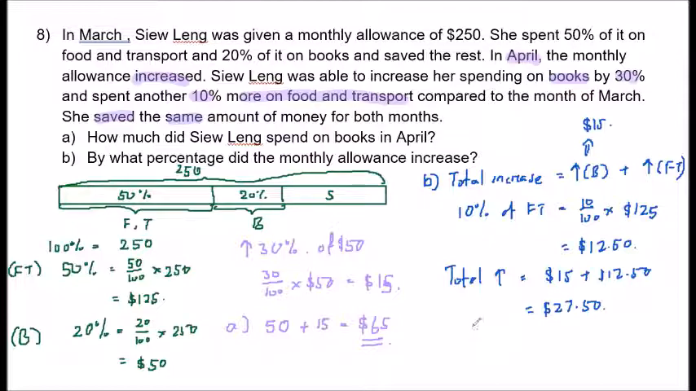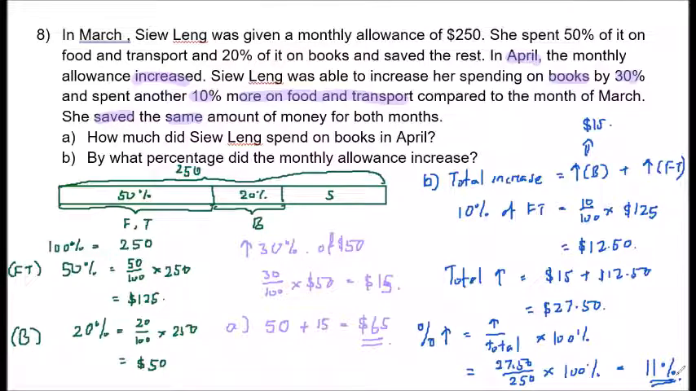So what we can do to find the percentage increase is we just need to take the increase over the total times 100%. So what is the total? The total is actually the original, which is 250. So we will take $27.50 over 250 times 100%. And I will get 11%. Okay, so we can say that from March to April, Siu Ling's monthly allowance increased from 100% to 111%. So it's an increment of 11%.